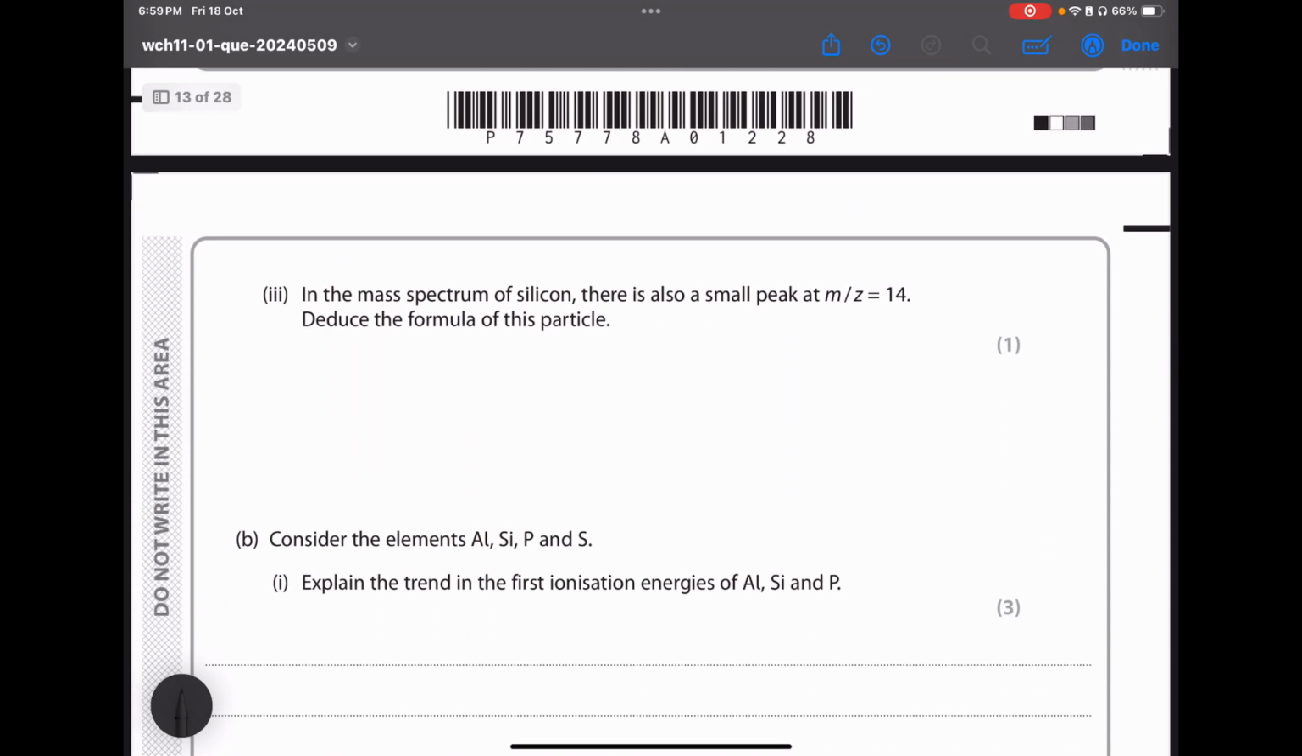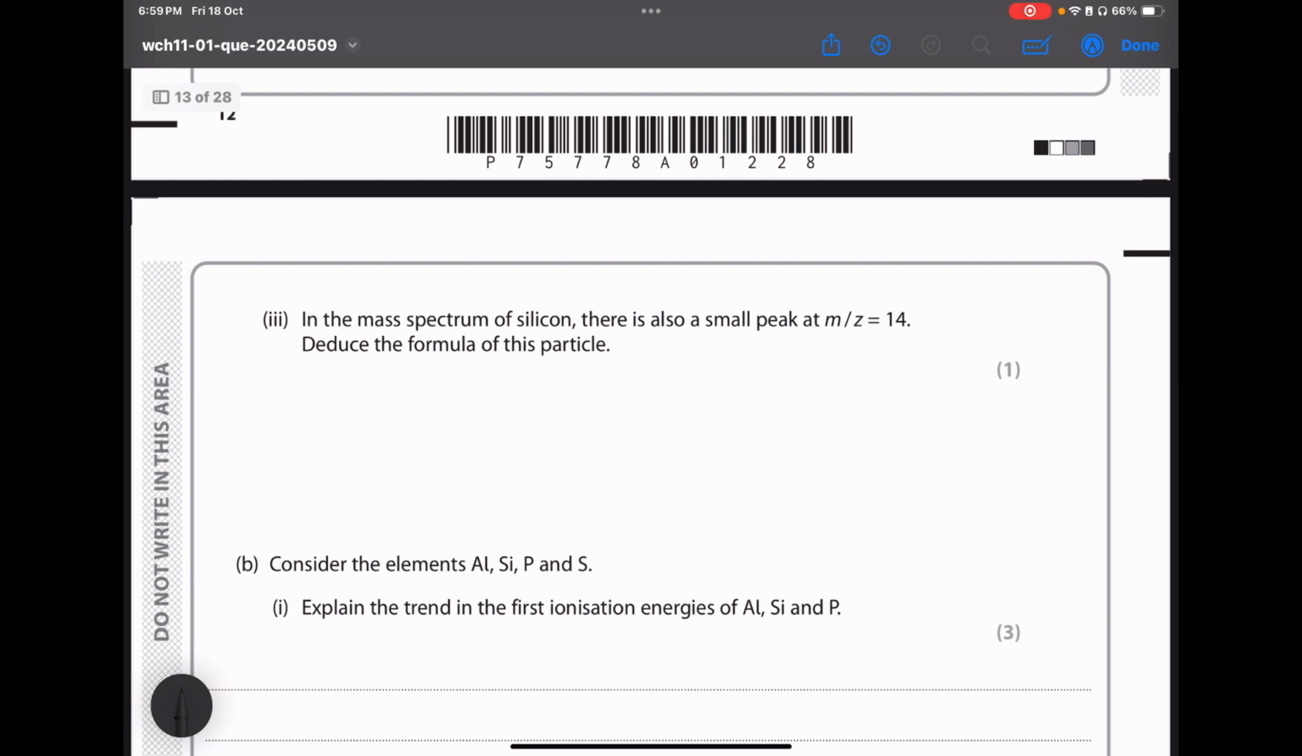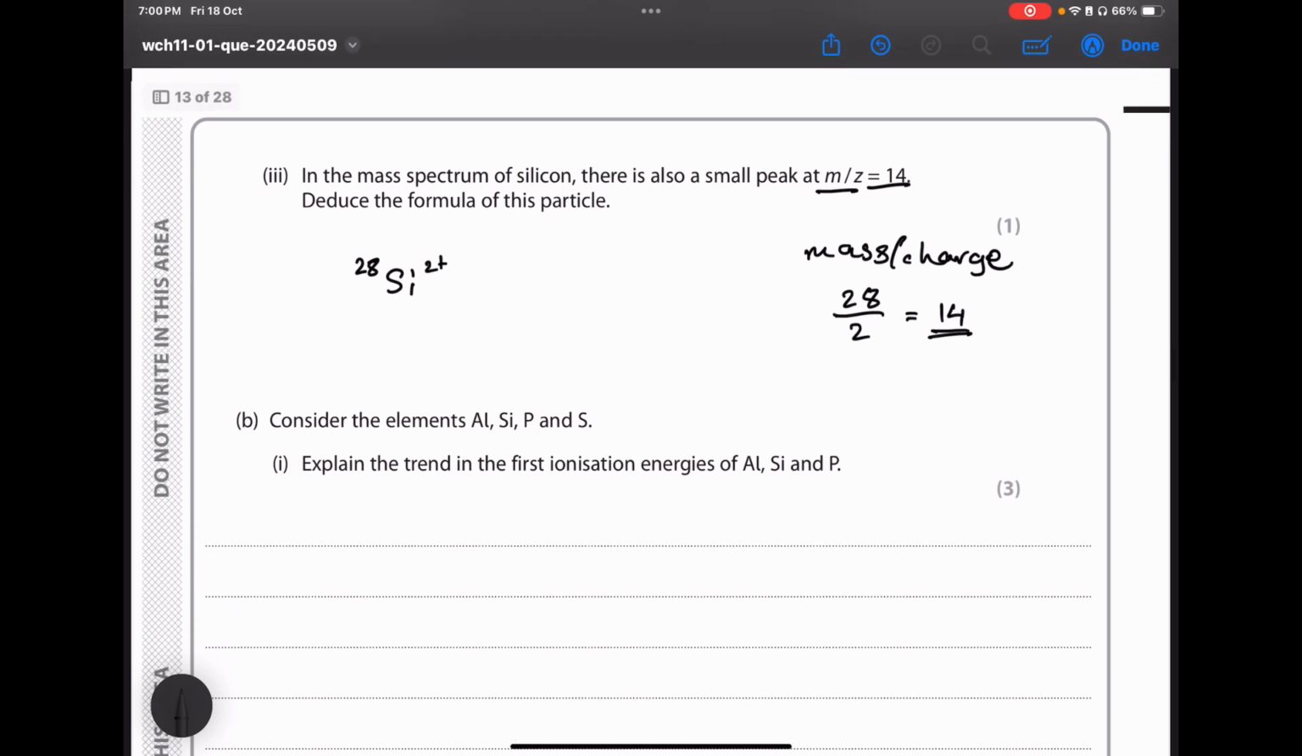In the mass spectrum of silicon, there is also a small peak at m/z 14. Deduce the formula of this particle. You see, the main silicon is 28. Now, this value is half of that. And this is mass by charge. So if we make the silicon's charge 2+, then 28 over 2 gives us 14. That's why we get a peak at m/z 14.